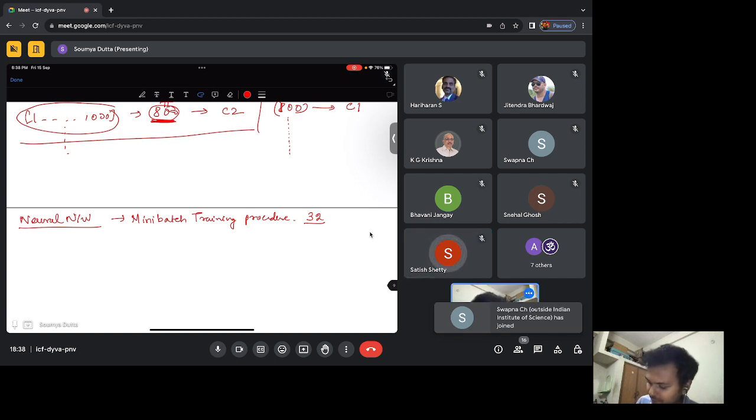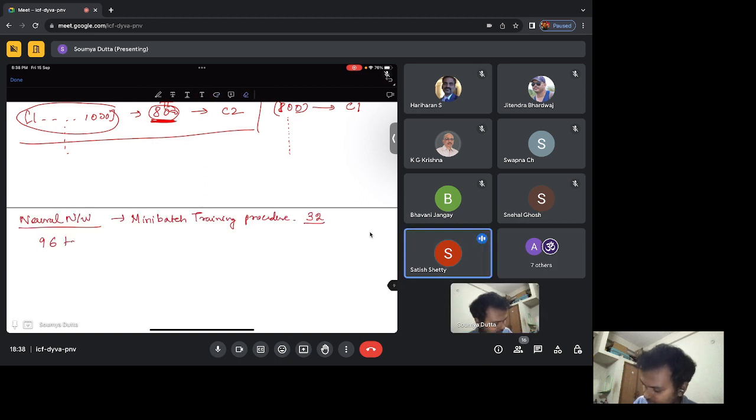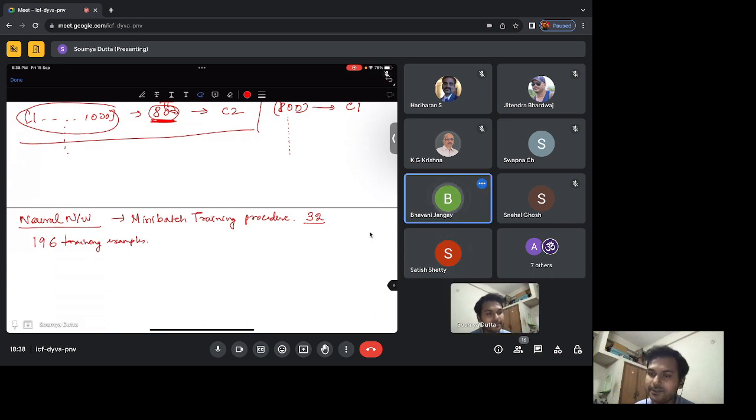Suppose you have 96 training examples. I will break the data set: first 32 data points, then I will train it for the iteration. Then I will take the next 32. Okay, stop. Is this sampling with replacement or without replacement? Without replacement. I'm not putting this data back into the data set. Is this clear now? Yes sir, it is clear.